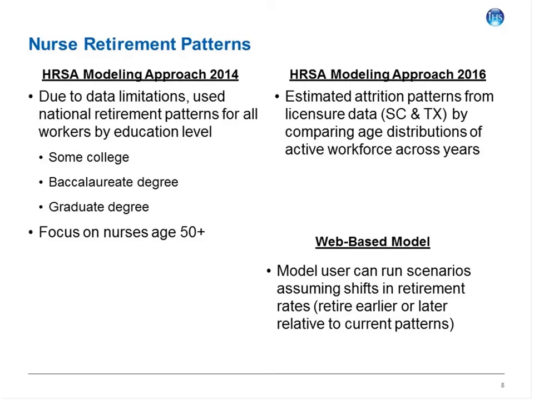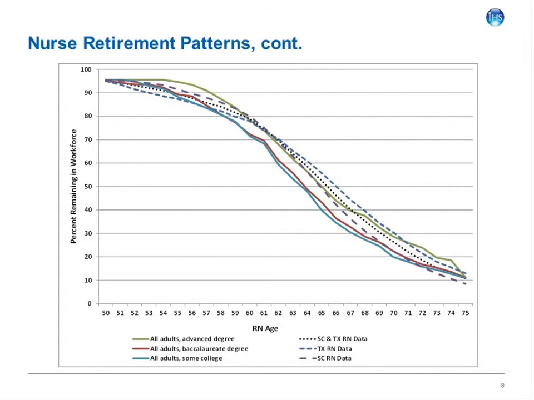And this next slide right here, I know there's a lot of lines all close together, but the solid lines that are green, red, and blue, these are the retirement patterns based on the general workforce in the U.S., those with an advanced education degree, a baccalaureate degree, or some college. The blue dotted line is our estimates from the Texas data on nurse retirement patterns. This is for RNs. And for the purple dotted line, that's for South Carolina. And the dotted line combines the South Carolina and Texas data.